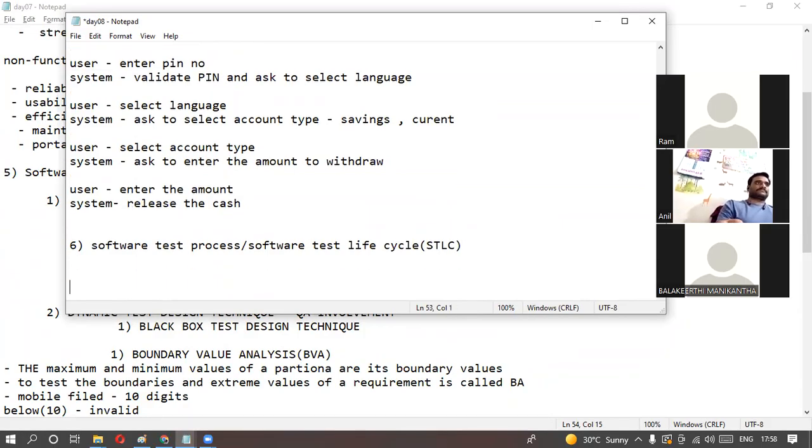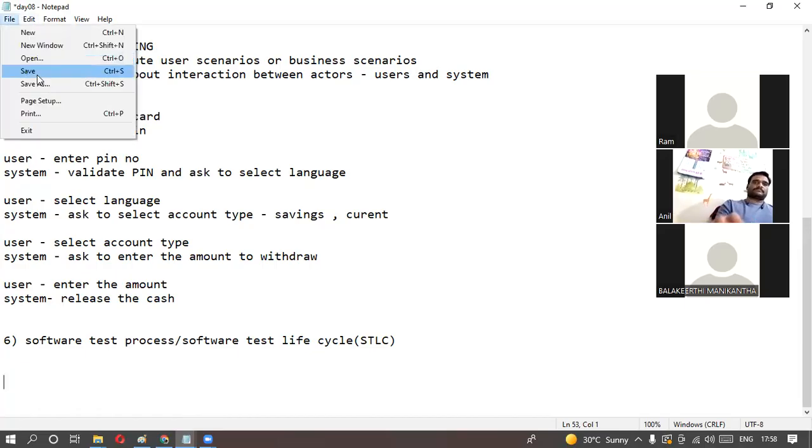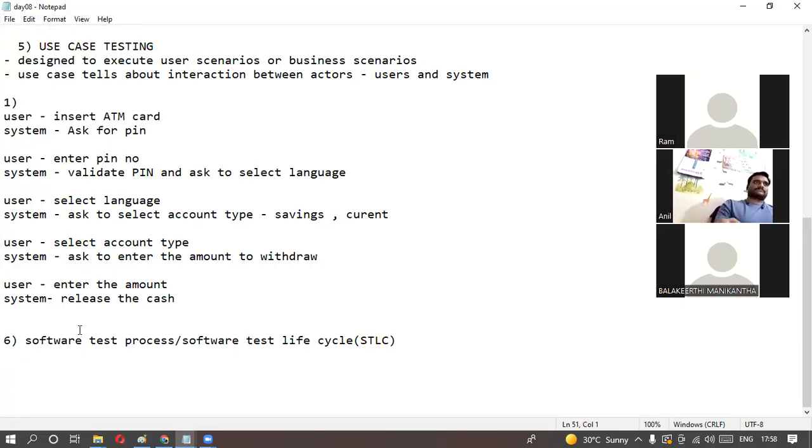Okay, so can anyone explain what is STLC? What is software test life cycle? Any idea? In an interview, if they ask what process you are following, you just say software test life cycle, and they will directly ask what is software test life cycle. So in software test life cycle, the first phase is requirement analysis.